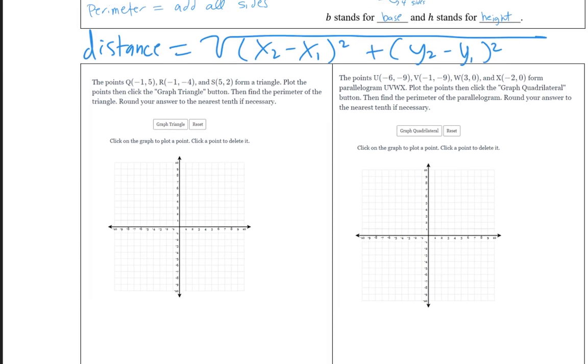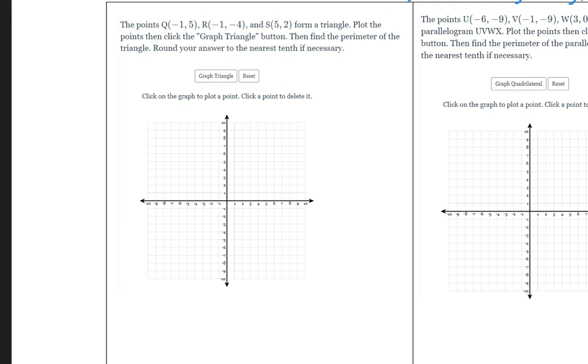So let's go and write some practice. This is what we're going to be doing on Delta Math. So let's follow the steps. It says these points form a triangle. They want us to plot the points, click graph triangle, and then find the perimeter. We're going to round to the nearest tenth.